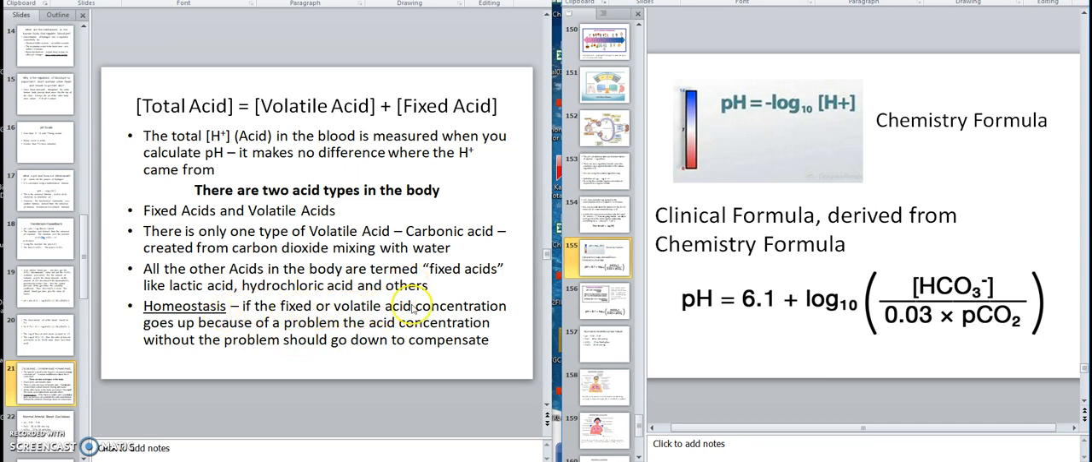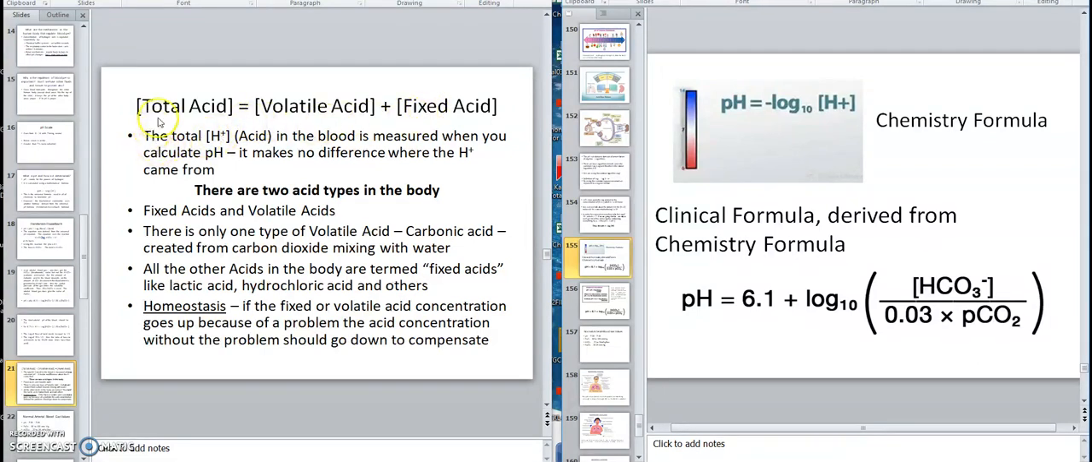Homeostasis, if the fixed or volatile acid goes up because of a problem. See, this is where one helps the other. So if volatile acid goes up too much, because you're holding too much CO2, not breathing enough, then fixed acids go down. How would you get rid of them? Pee some of them out or neutralize them with bicarb. We're going to see in a moment. So we're just setting the stage.